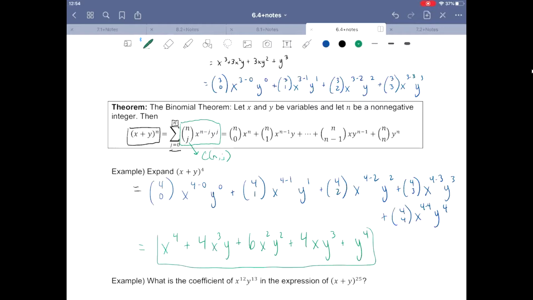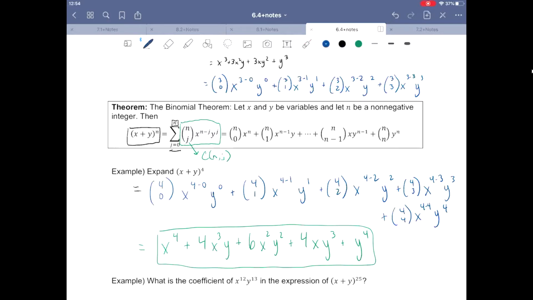I have a question. Yeah. So I got everything good, except the coefficients in front of the variables, like the 4, the 6, and the 4. I completely skipped that part. Okay. Well, those are choosing ones. Like I wrote up here, the n choose j is a combination. So that was from last class.